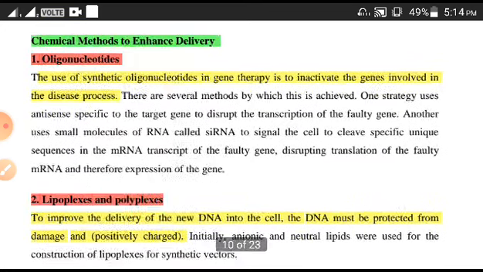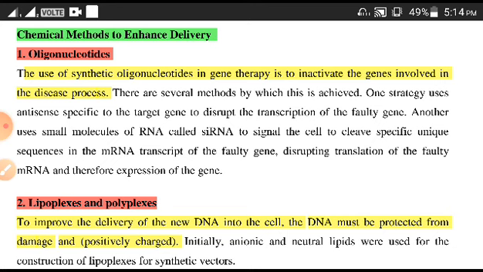Now we'll see the chemical methods. First one is called oligonucleotide. The use of synthetic oligonucleotides in gene therapy is to inactivate the genes involved in the disease process. So here they are using the oligonucleotide technique to inactivate that particular gene, a kind of switch off process, what we have discussed, switch on switch off process. So here by some chemical they are trying to inactivate those particular genes which are abnormal and creating many bad conditions.